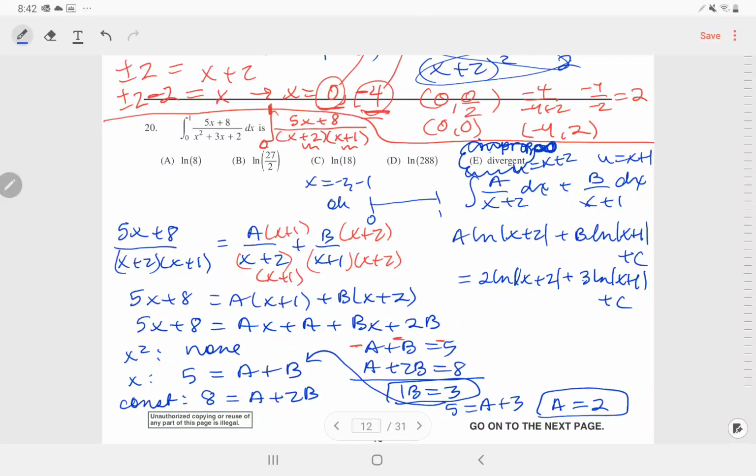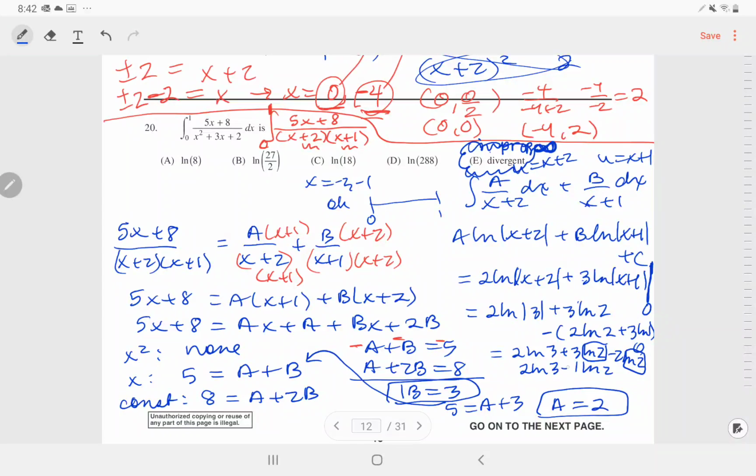Oh, and I have to plug in numbers? Oh, that's annoying. I love it though, but you know, I'm a little limited here. Okay, on my space. 2 ln 3 plus 3 ln 2 minus 2 ln 2 plus 3 ln 1. Okay, ln of 1 is 0. So that would be 2 ln 3 plus 3 ln 2 minus 2 ln 2. Well, that's 1 ln 2, isn't it? That's like terms. Look, there's all like terms. And that's 2 ln 3.